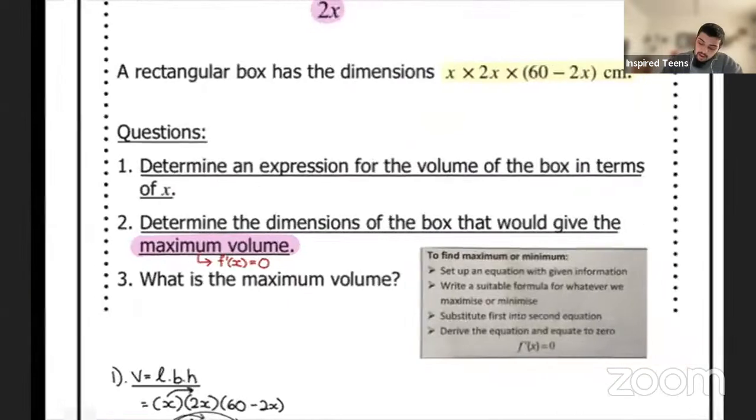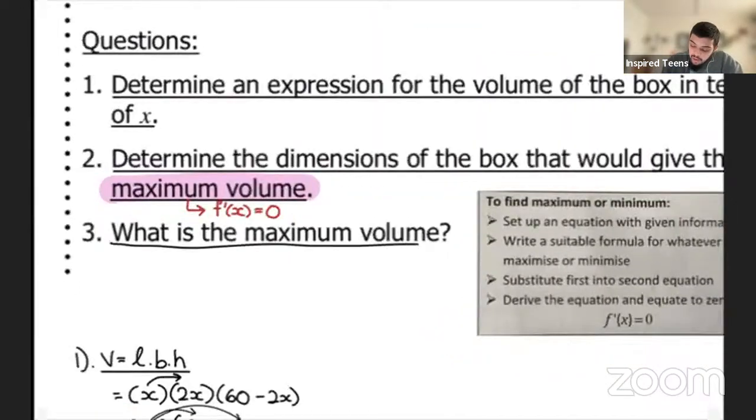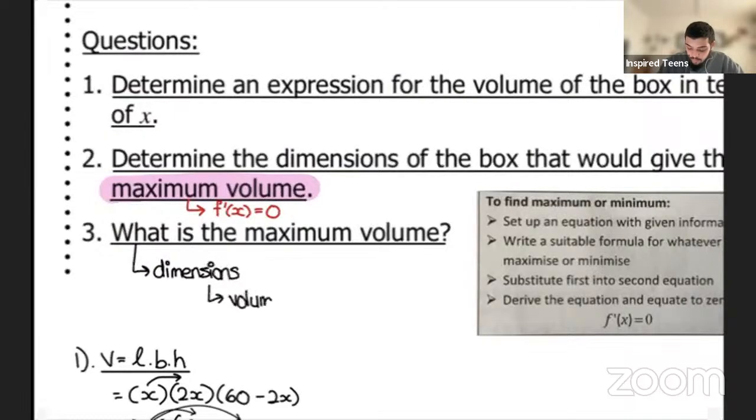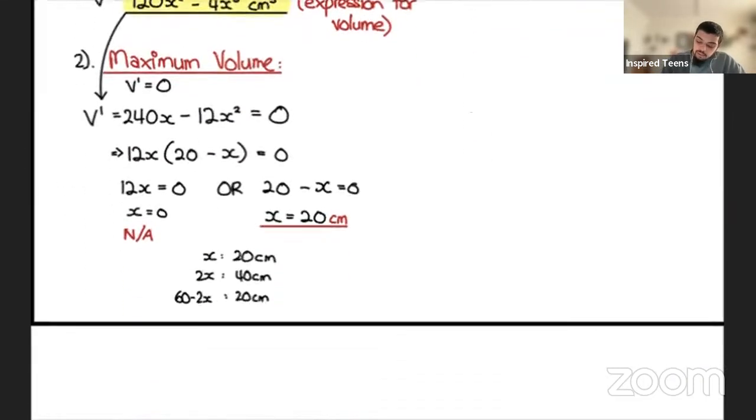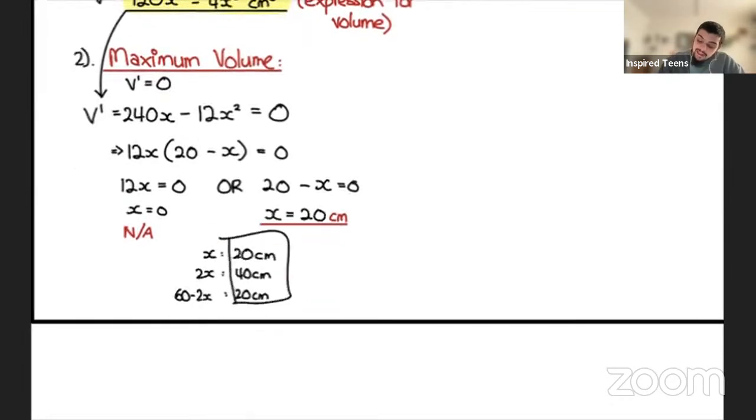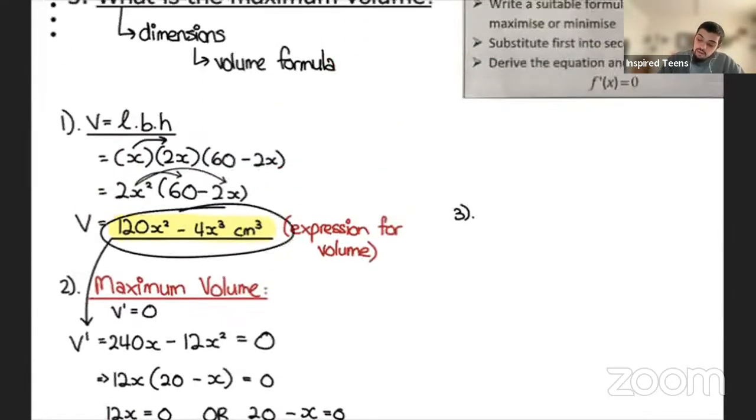Number 3 says, what is the maximum volume? So we've solved for the dimensions that are going to give us maximum volume. Now, in order to solve for the maximum volume, we can simply substitute the dimensions into the volume formula. Because how do you calculate volume? Yeah, we formulated this equation here. We said that this is how you calculate the volume. Then once we solved for the dimensions that give us maximum volume, we can simply substitute it into here.